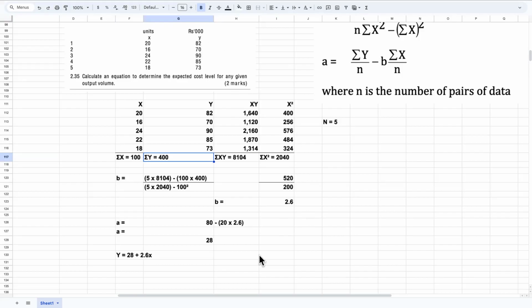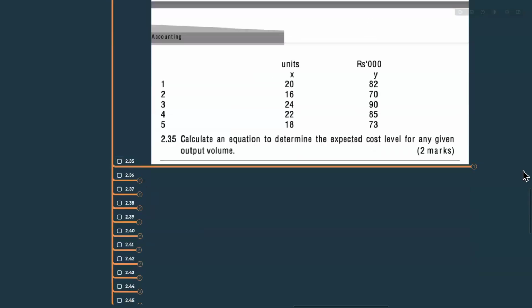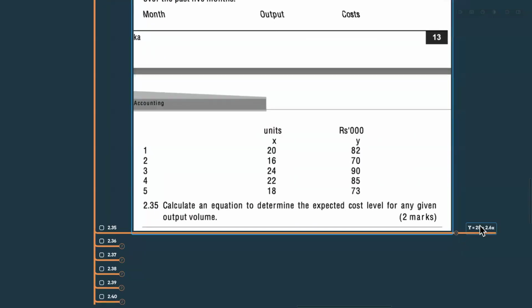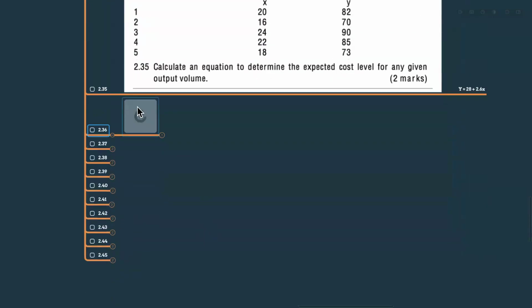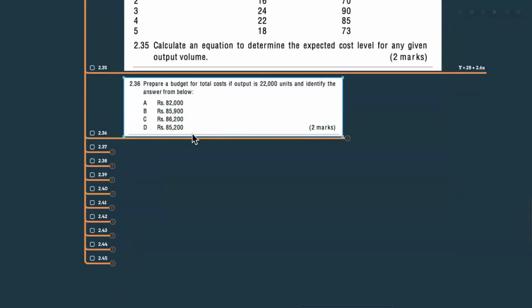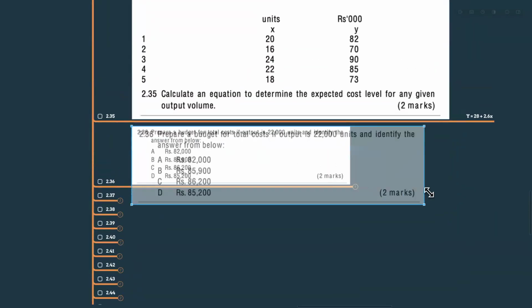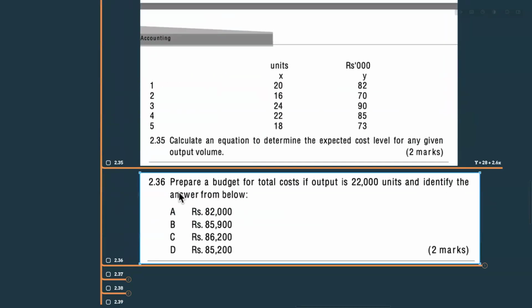Right. So then let's move to the other questions. That is 2.35. The answer is y is equal to 28 plus 2.6x. Okay, the other question is 2.36, with the same details used.